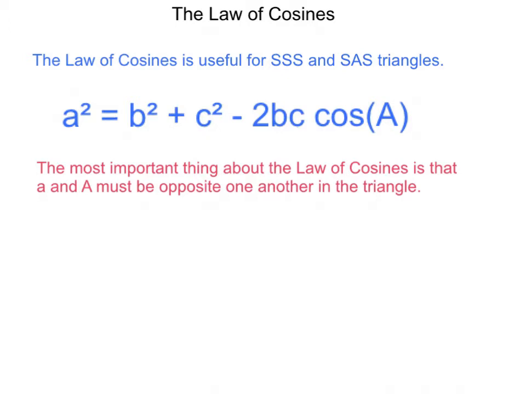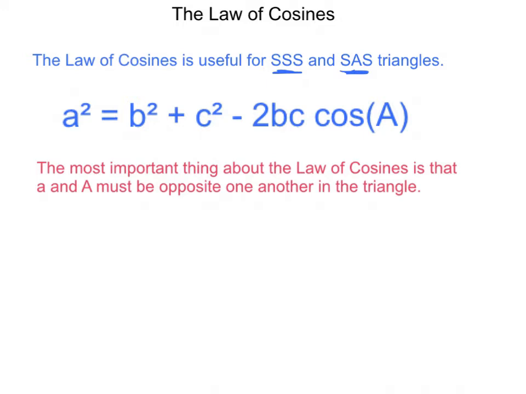In particular, the law of cosines is useful for side-side-side and side-angle-side triangles. So if you have a triangle where you know all three of the sides, or where you know two of the sides and an included angle, the law of cosines can be really useful in actually solving this triangle.